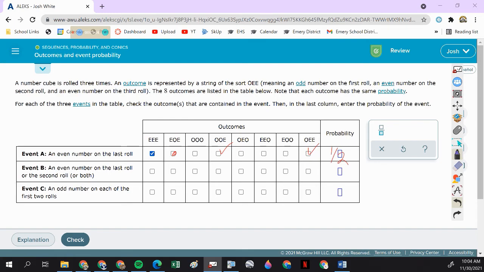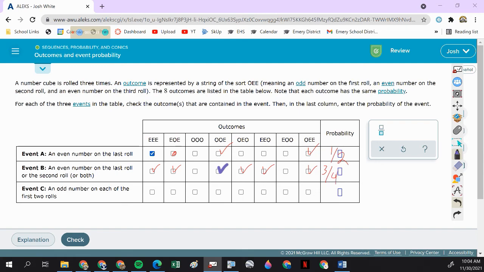Okay? Event B, an even number on the last roll or the second roll or both. So if there's an E in the middle or at the end, you win. So does the first one meet that qualification? Yes. The second one? Yes. The third one? No. The fourth one? Yes. Yes. Yes. No. Yes. So 6 out of 8 becomes 3/4.